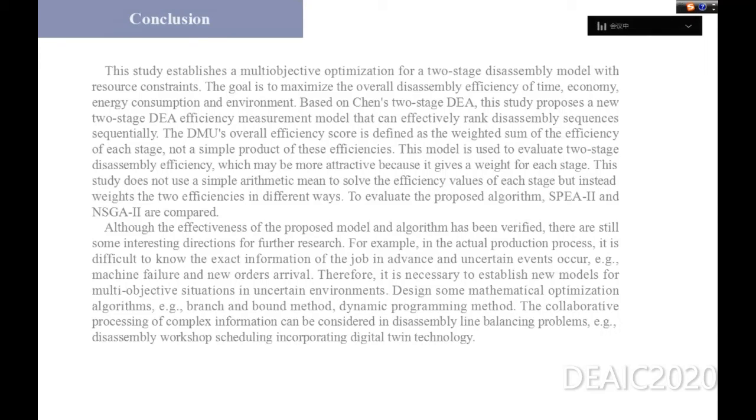This part is the conclusions. This study establishes a multi-objective optimization two-stage disassembly model with resource constraints. The goal is to maximize the overall disassembly efficiency, time, energy, and economic environment based on the model. This study proposes a new two-stage DEA efficiency measurement model. It can effectively rank the disassembly sequences.